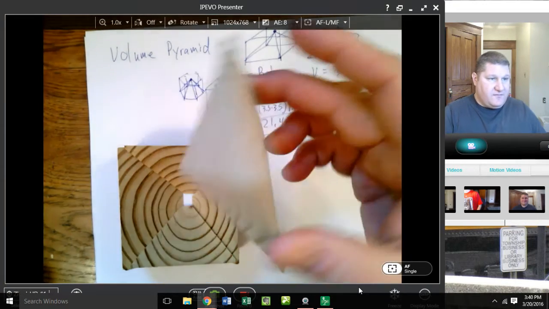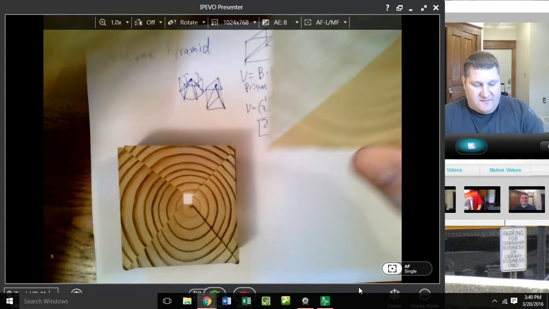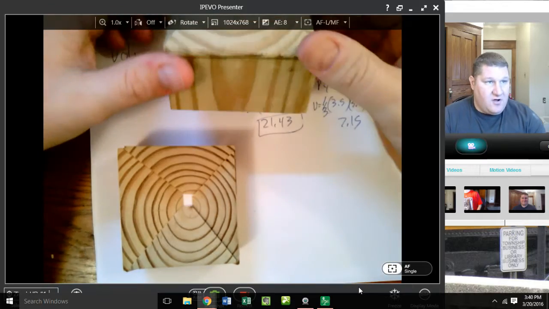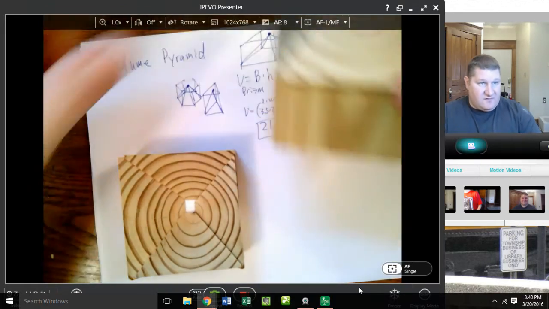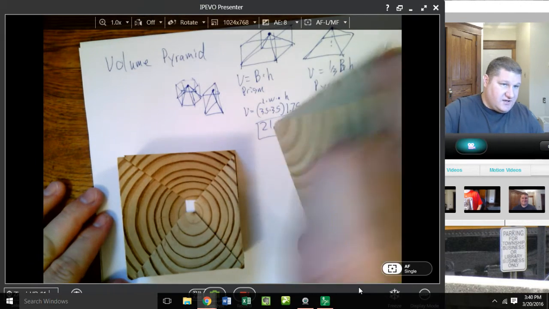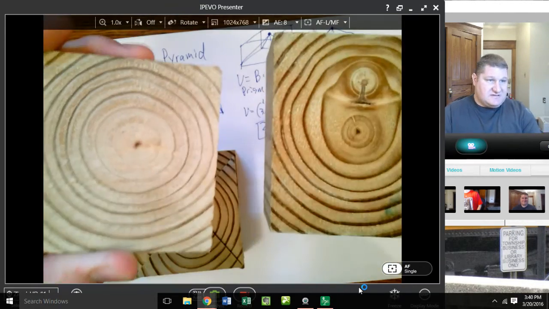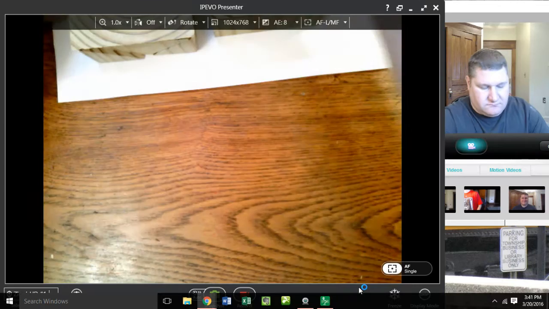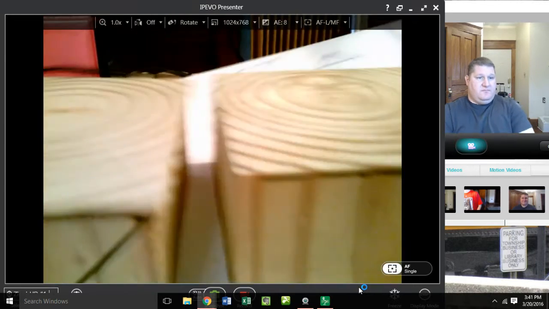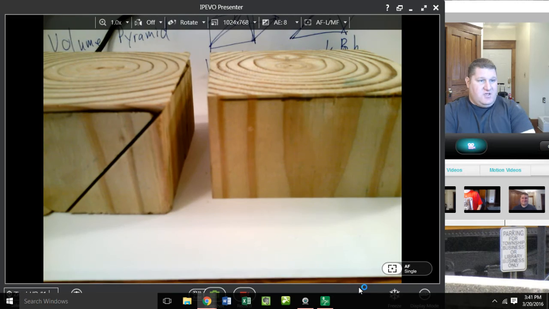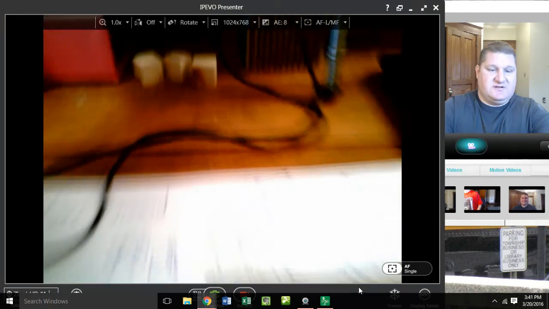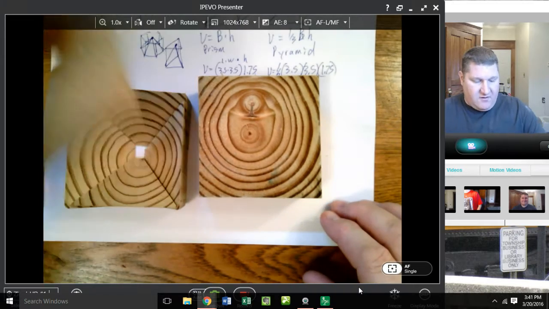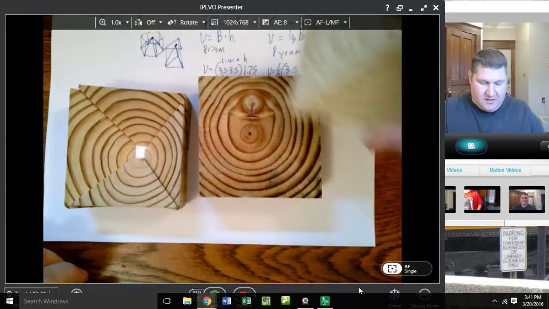So let's take a look. Right here, same size shaped block. In fact, the bases are exactly the same because they were the same piece of wood till I cut them. So it's the same bases, and they're going to be the same heights. Same bases, same heights. The only difference is this one I've cut up, and so I have a pyramid that comes out.